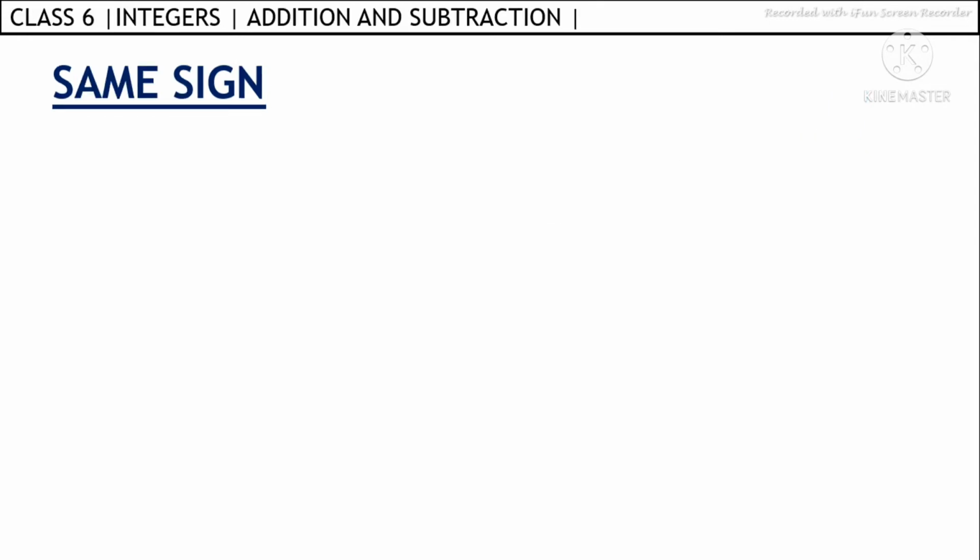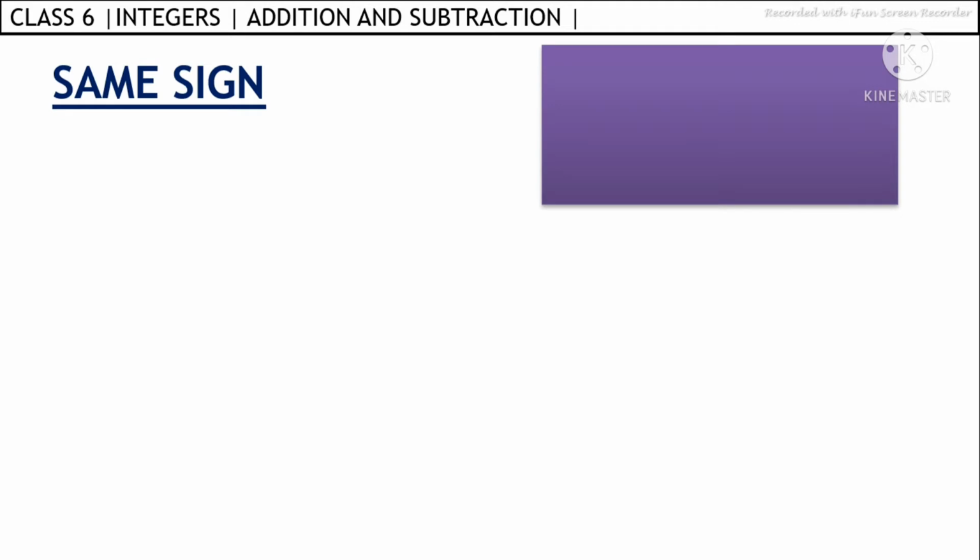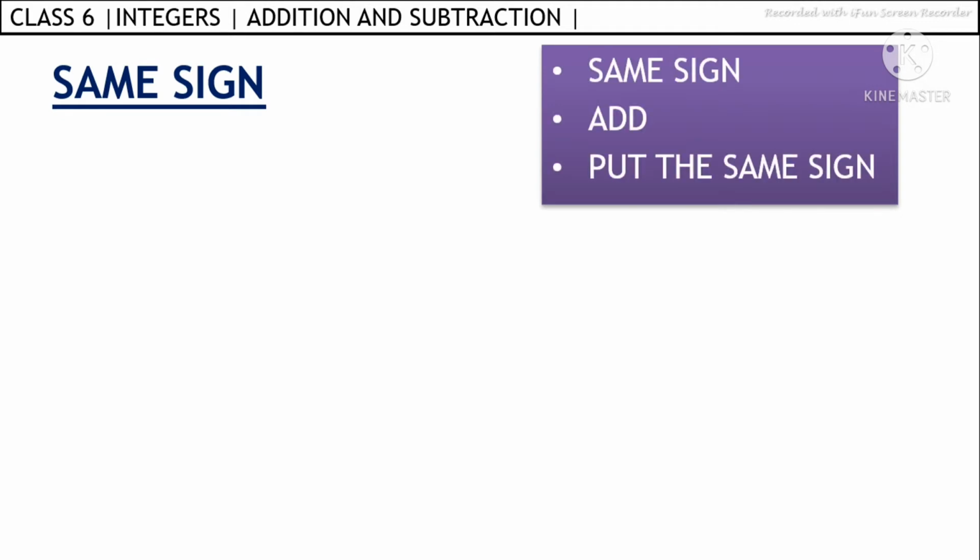Same sign. That's the third rule. Now same sign says that you have to add and put the same sign. So that means if integers are of the same sign, you have to add them and put the same sign. Now let's understand this one using our heroes and villains story.